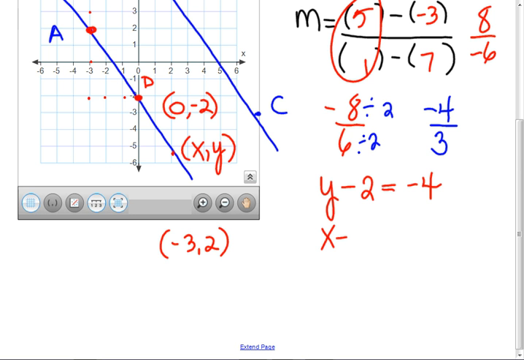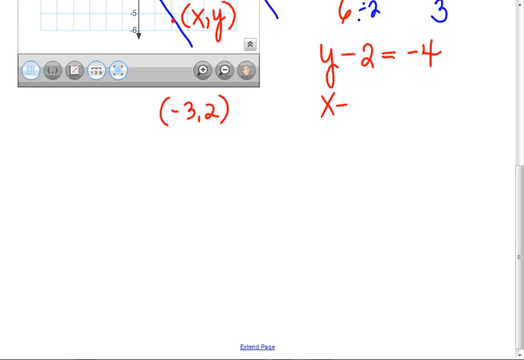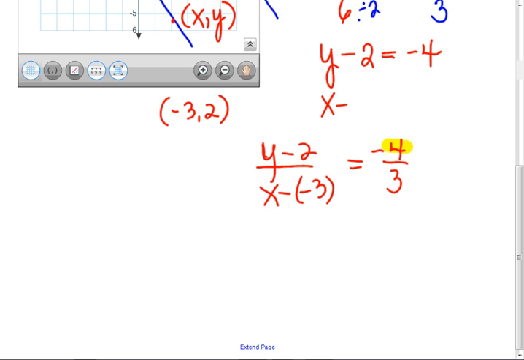What you're doing is saying that y minus 2 over x minus negative 3 has to equal negative 4/3. You can put the negative either place. It doesn't matter. We did it graphically. This is how you would do it algebraically. What has to happen is that has to be true and that has to be true. Those have to be equal.